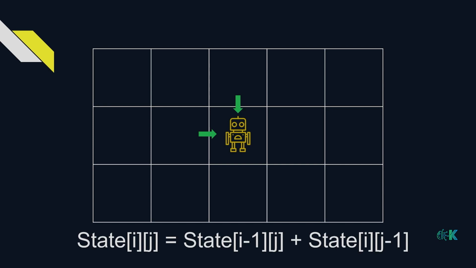Now going to the base case. What is the smallest problem which we can have? Yes, it's a 1x1 grid, where the start position and the goal are at the same place. There is only one way to reach the goal then.